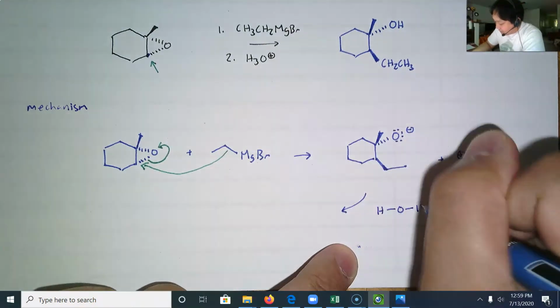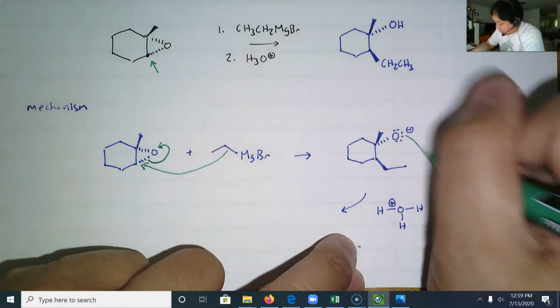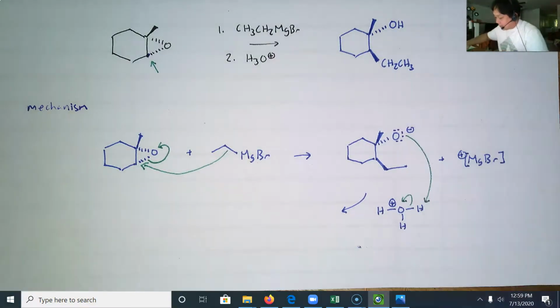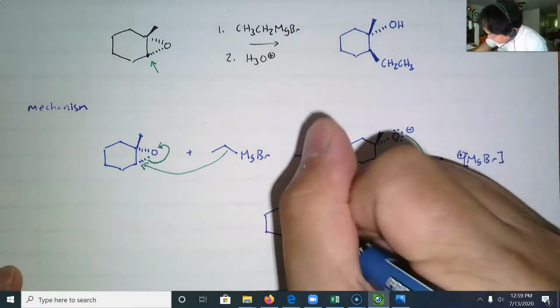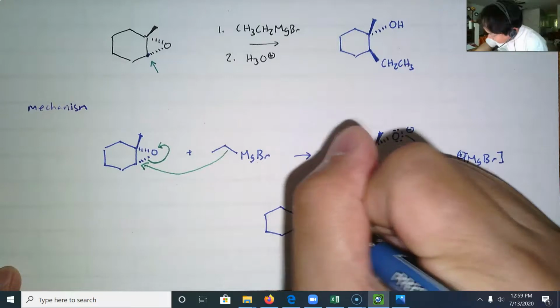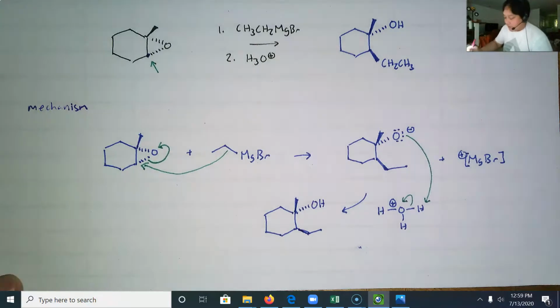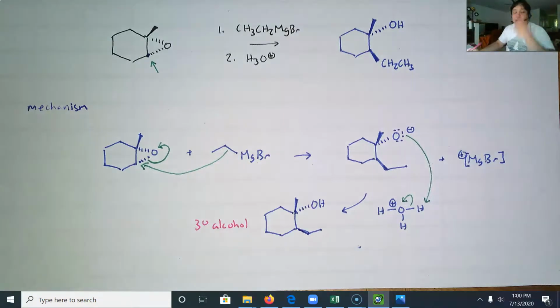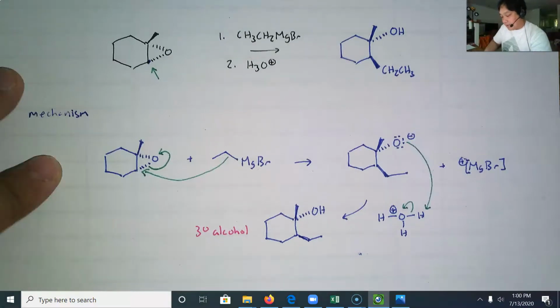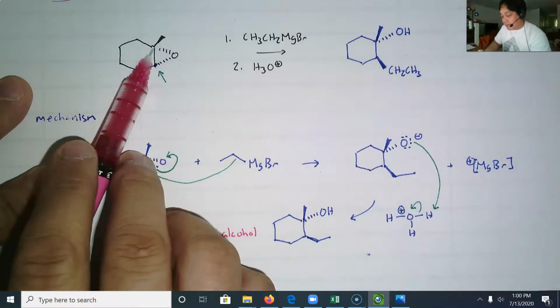Next is the protonation of the alkoxide. What did we make? It seems like we made, in this case, a tertiary alcohol, when we reacted an epoxide with a Grignard reagent. Why is it tertiary? Because this carbon here that would ultimately have the OH is tertiary. It has 3 other carbons around it.